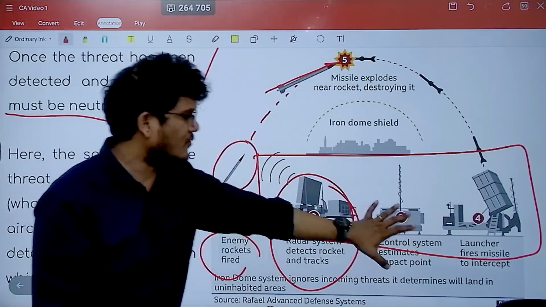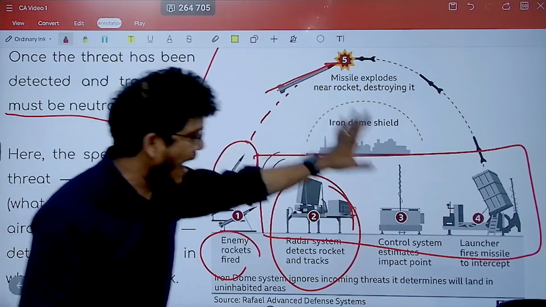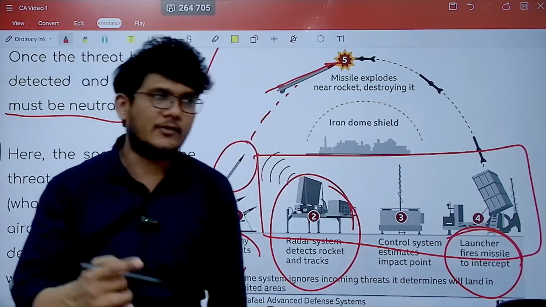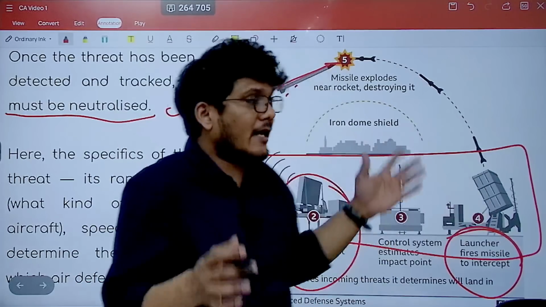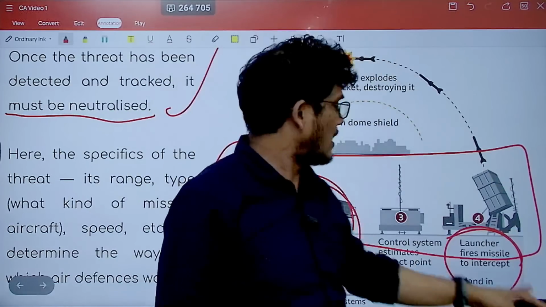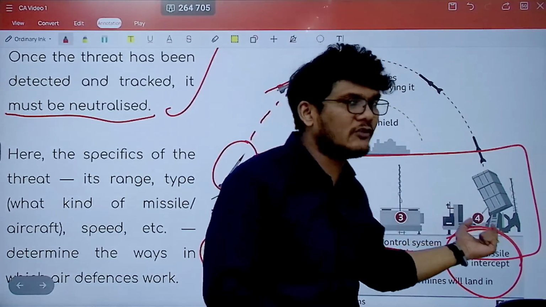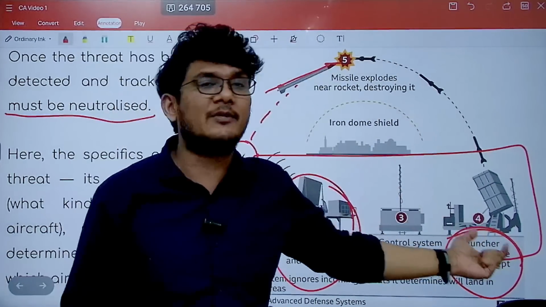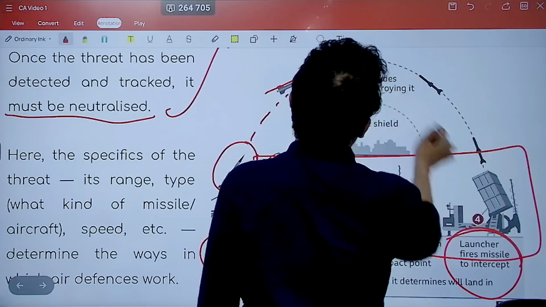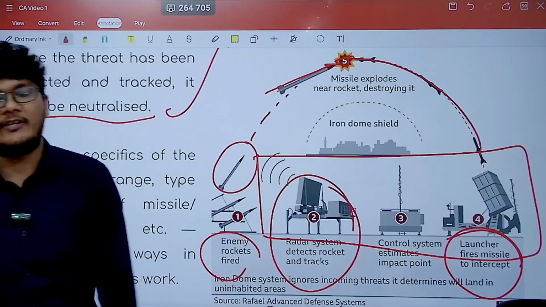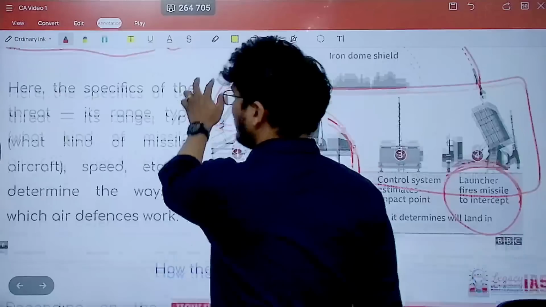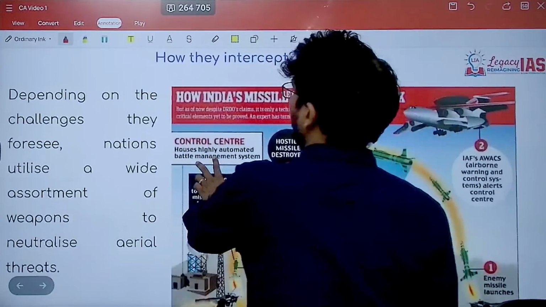That tracking is done through the control center, and then you have a launcher or fire missile that intercepts it. So it can be an aircraft, meaning the aircraft already in the air is destroying it, or you can have a surface to air missile. In this case, which is seen, it's a surface to air missile system. So it shoots a missile and destroys the enemy missile from coming in. So this is how the entire system is working over here.